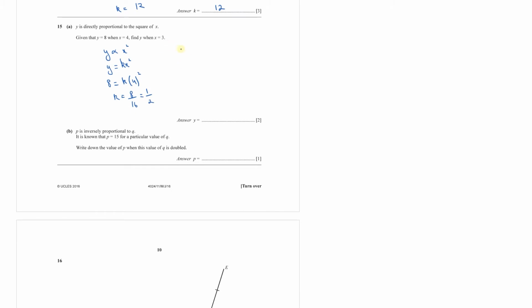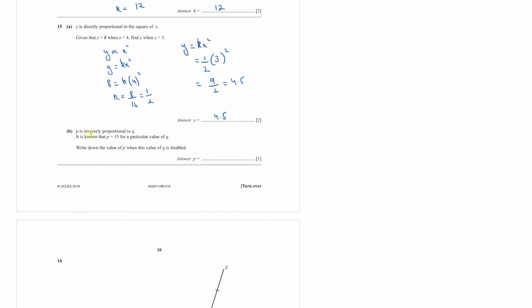And then you can substitute this value to find y when x equals 3. So y equals kx squared, where k is 1/2 and x is 3. So you get 3 squared, which gives 9/2, which is 4.5.